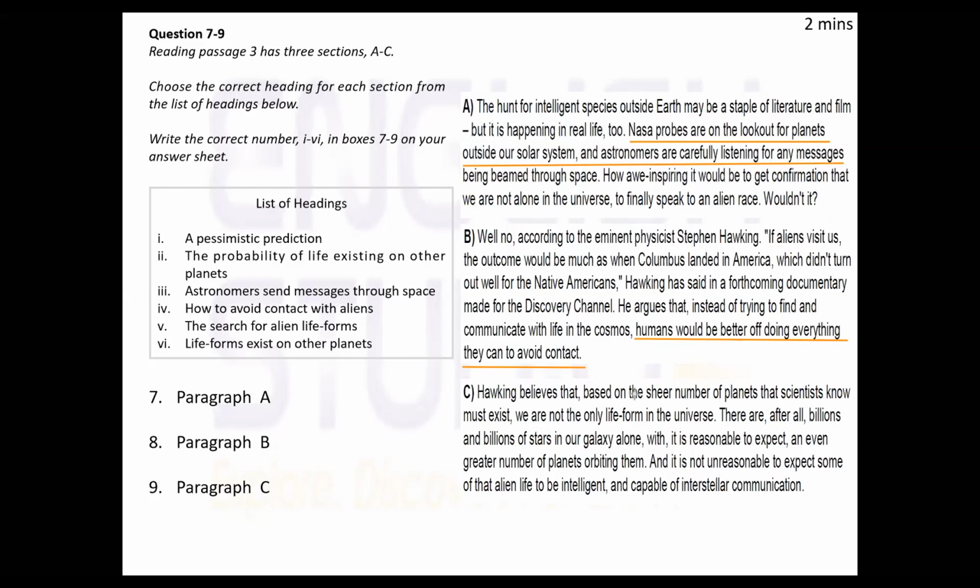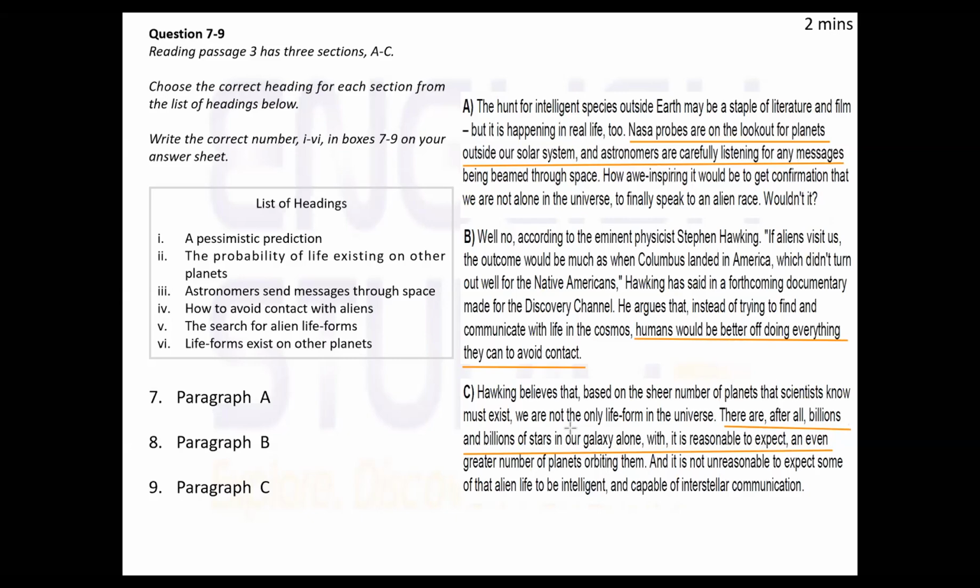Because it's written there are billions and billions of stars in our galaxy. Yeah, that one. Okay, there are after all billions and billions of stars in our galaxy alone. It is reasonable to expect an even greater number of planets orbiting them. So your answer is life forms exist on other planets.